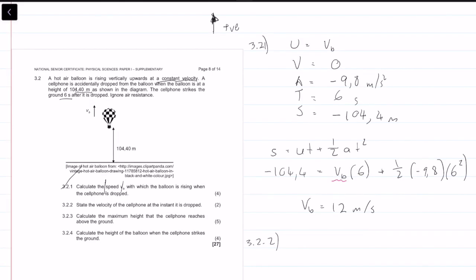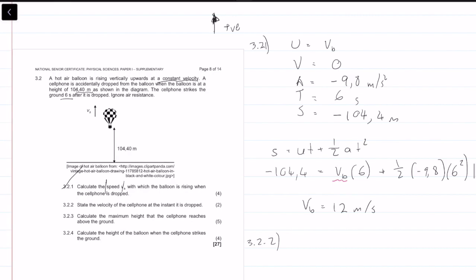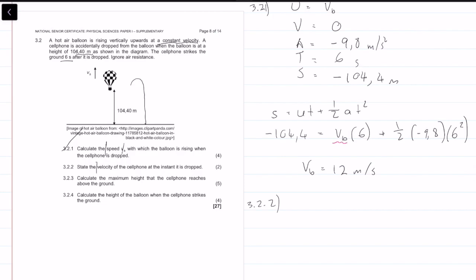State the velocity at the instant it is dropped. Remember this hot air balloon is moving upwards, so when it's dropped it's moving upward, it reaches its height and then hits the floor. So the velocity is 12 meters per second, with the direction. Remember it's moving upwards when it's dropped, so it is up. There we go.